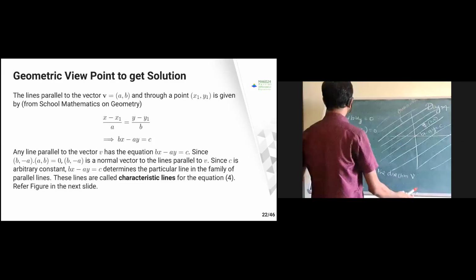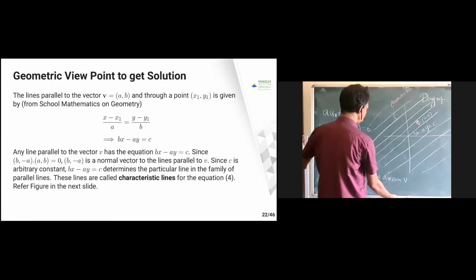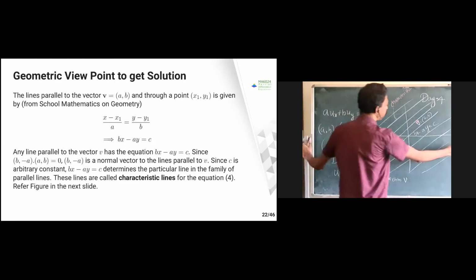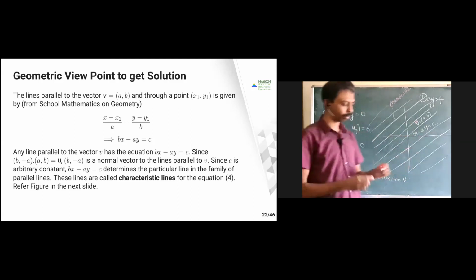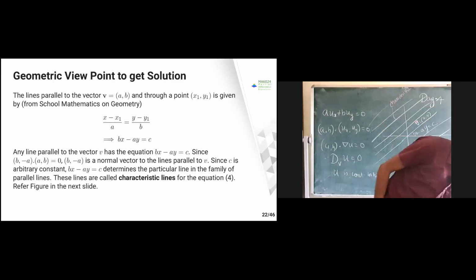So what I have is this equation: u is constant in the direction of v. I have a vector v equal to a comma b.